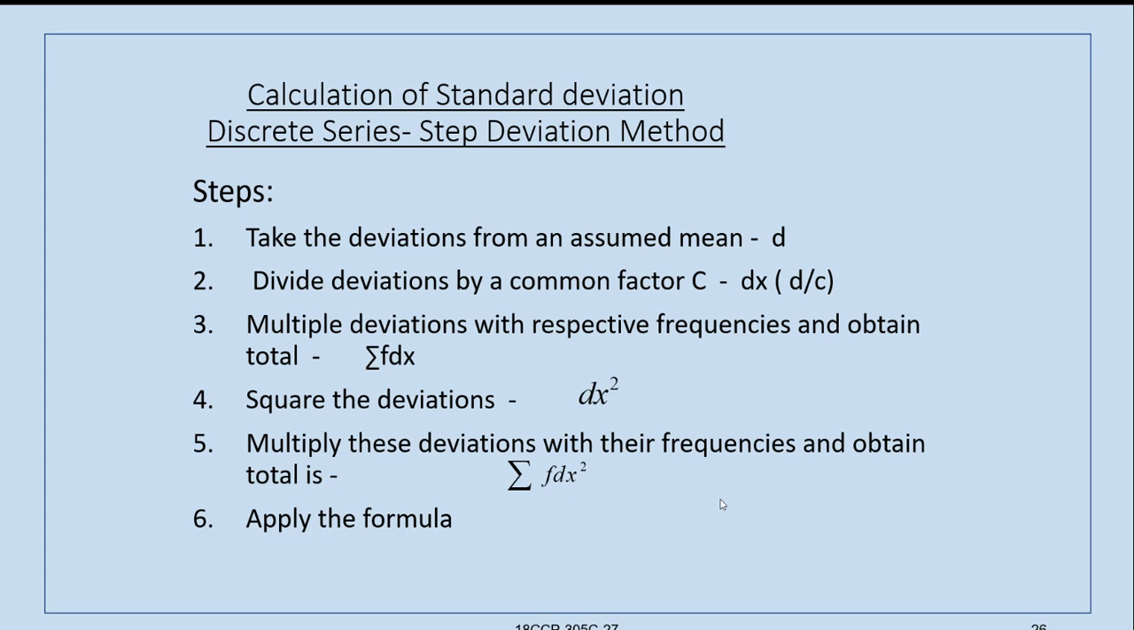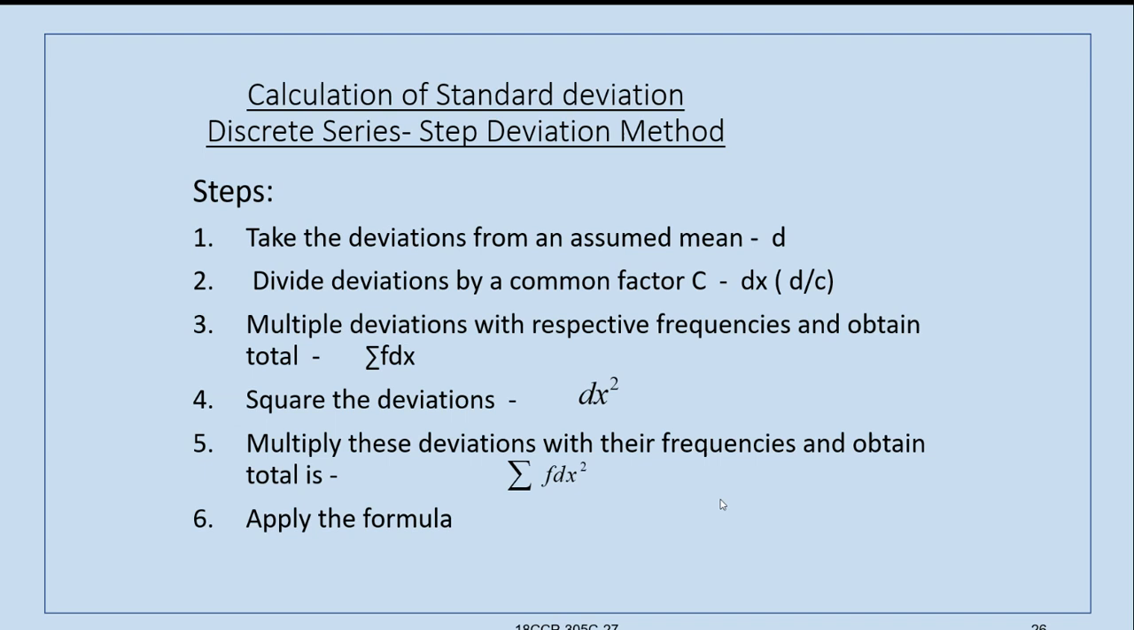And then in the fourth column, we will divide the deviations by a common factor. In the third column, we have some common factor, that is, every number is divided by a common number. Every value in third column is divided by a common number. Normally 5 or 10 or so we will be taking depending on the series, and then we will get dx. So fourth column is dx, that is d minus c, d by c.